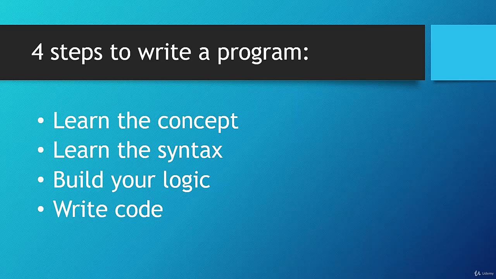So I hope you understand that these are the 4 important steps to write a program in Java, and all these steps are dependent upon each other. You cannot write a perfect code without these steps. If any one is missing from here, you cannot write your code.